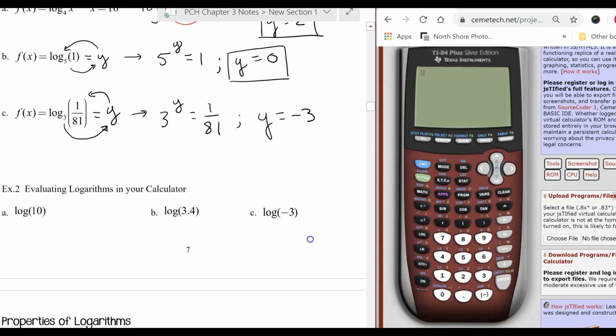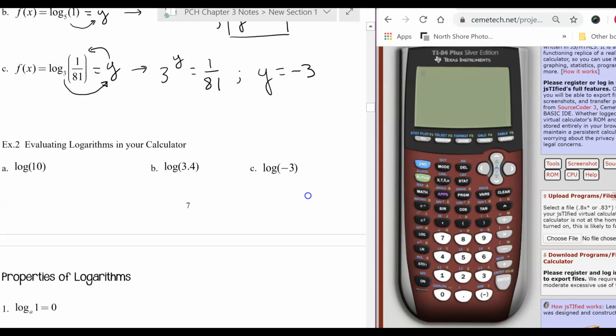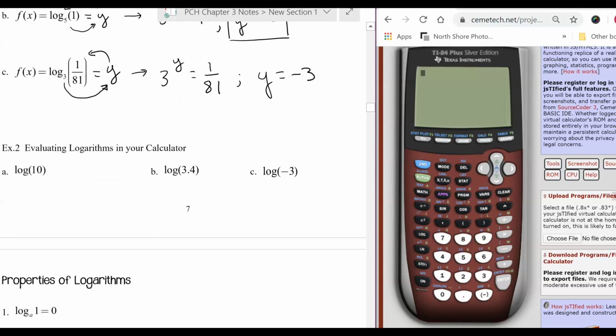Alright, and then for part 2, we're just going to evaluate these on our calculator. So if you remember from algebra, anytime there's no base down here, if you notice none of these have a base, the base is going to be 10. So when we leave it out, it's assumed to be 10, and on our calculator, that's what this log is over here. So for this, we're going to do log of 10, and since there's no base there, it's assumed to be base 10, and that's going to be 1.